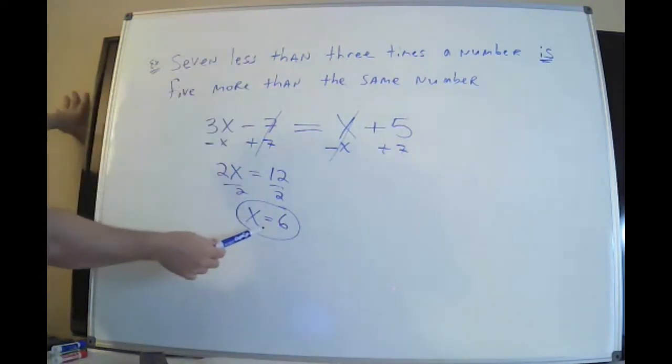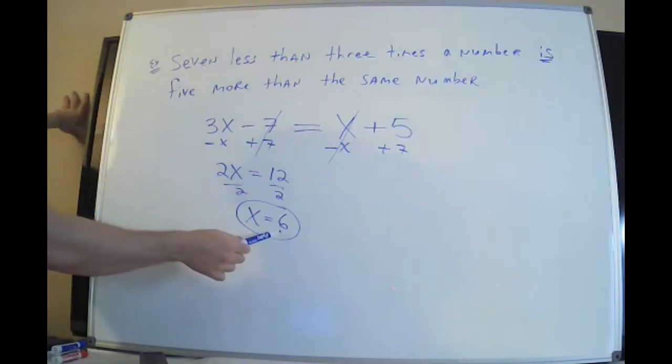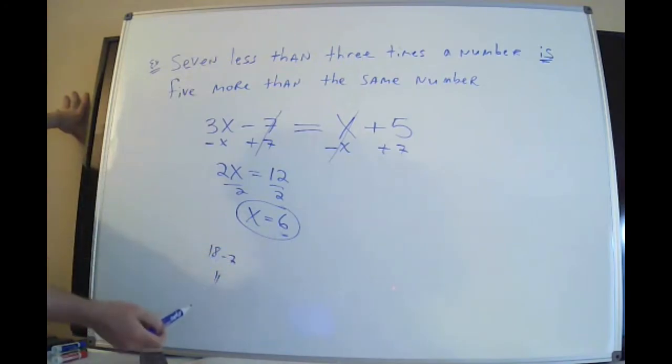7 less than 3 times a number. What's 3 times 6? 3 times 6 is 18, right? 3 times a number. I'm claiming the number is 6. So 3 times that is 18. And I need to do 7 less than that, which is 11.